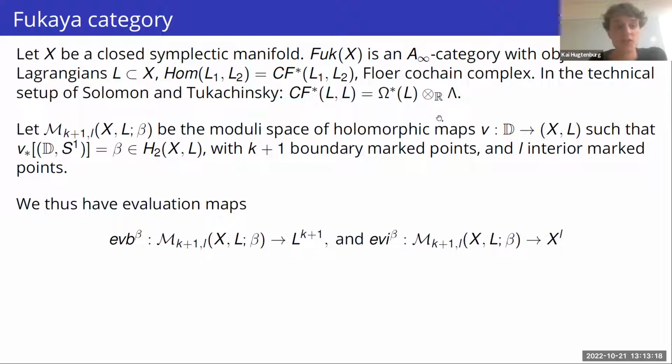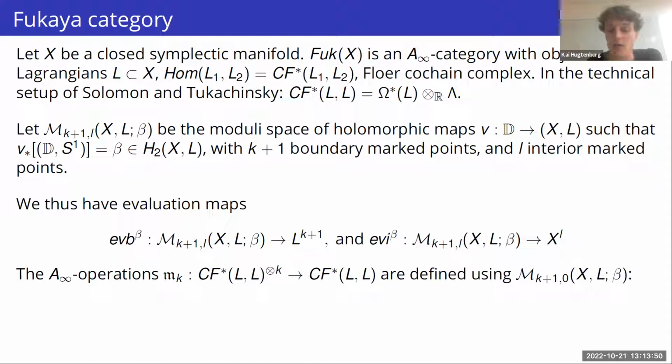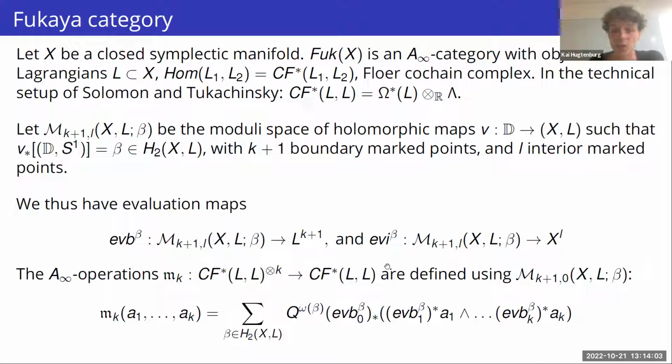So how are the A infinity operations defined in this case? Well, now you consider the moduli space of holomorphic disks with boundary on L. Now your notion of degree is going to be a relative homology class in H2. And they have K+1 boundary marked points and L interior marked points. So in this case, you have evaluation maps at the boundary, which now map to the Lagrangian, and interior evaluation maps, which map to X. And then the A infinity operations are going to be defined using, as always, this moduli space of holomorphic disks with only boundary marked points. And again, you can define this using some push-pull formula. So you take a sequence of differential forms on L, you pull them all back to the moduli space, and you push them forward using the evaluation map at one of the boundary marked points. And again, you sum over all holomorphic maps that lie in a given degree.